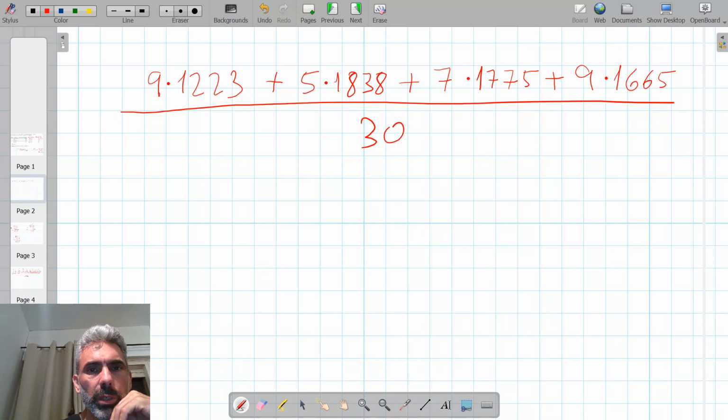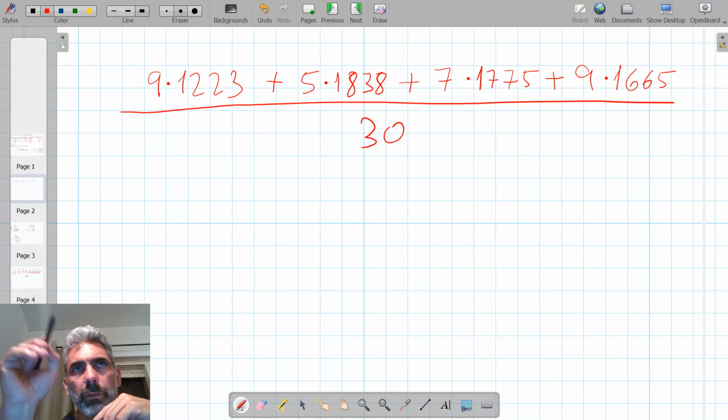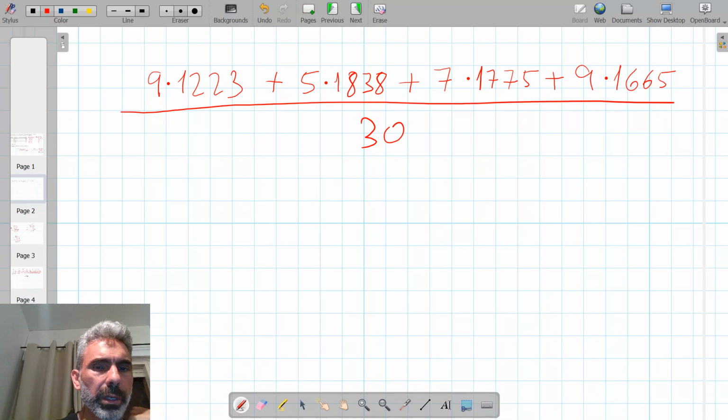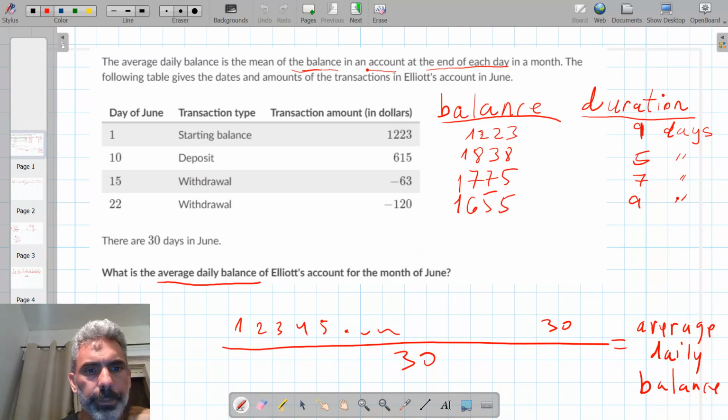Okay, so the sum that we will get here in the numerator will be the sum of the individual balance sums of each day in the month of June, and then we divide it by 30, and this is how we get the daily average daily balance.